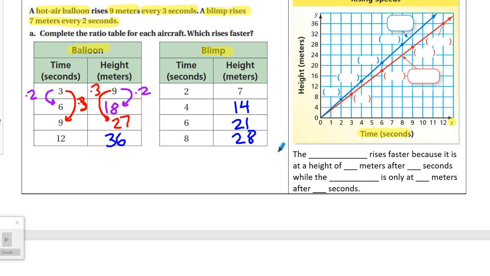So let's take a look at one of the points. This is in 2 seconds. This is a little less than 8 meters in rise. Well, which one is a little less than 8 at 2 seconds? That's the blimp, isn't it? So that's 2, 7. And then 4, 14. So let's see, 4, 14. Yep, that's about right.